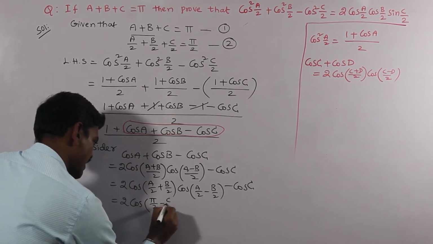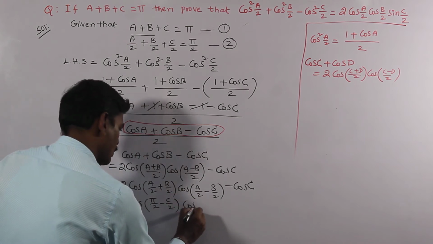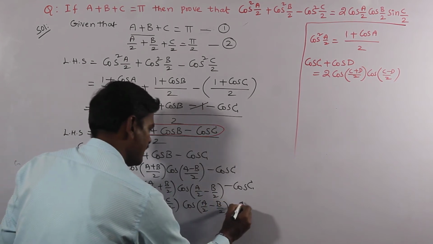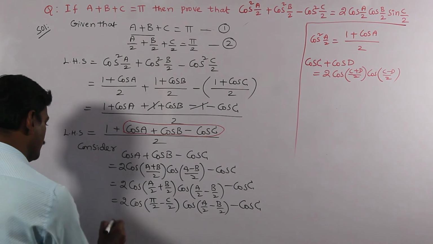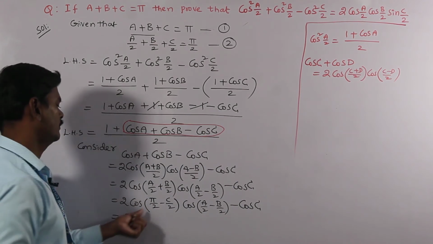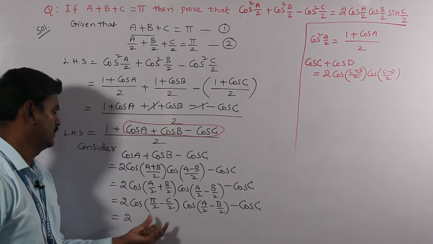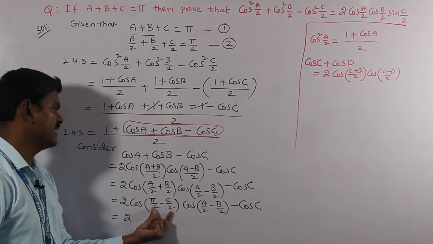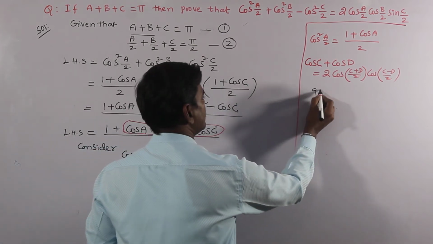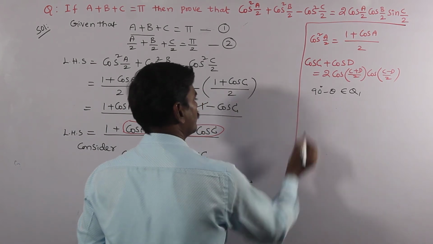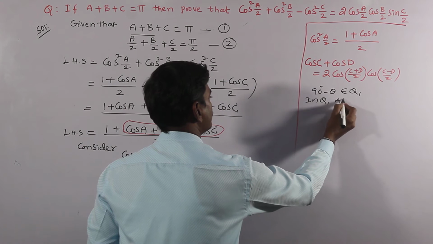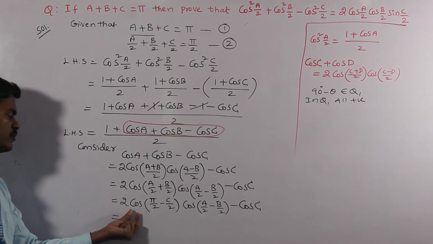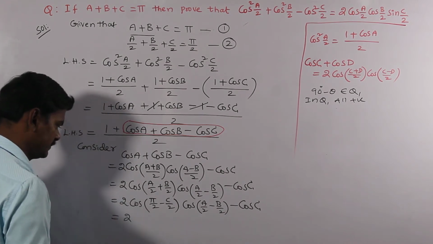Replace a by 2 plus b by 2 with pi by 2 minus c by 2, into cos of a by 2 minus b by 2 as it is, because this cannot be replaced, minus cos c as it is. Now 2 pi by 2 is nothing but 90 degrees. So this angle is in the form of 90 degrees minus theta, which belongs to the first quadrant. In the first quadrant all are positive, so cos is also positive. If positive, we need not mention it here.